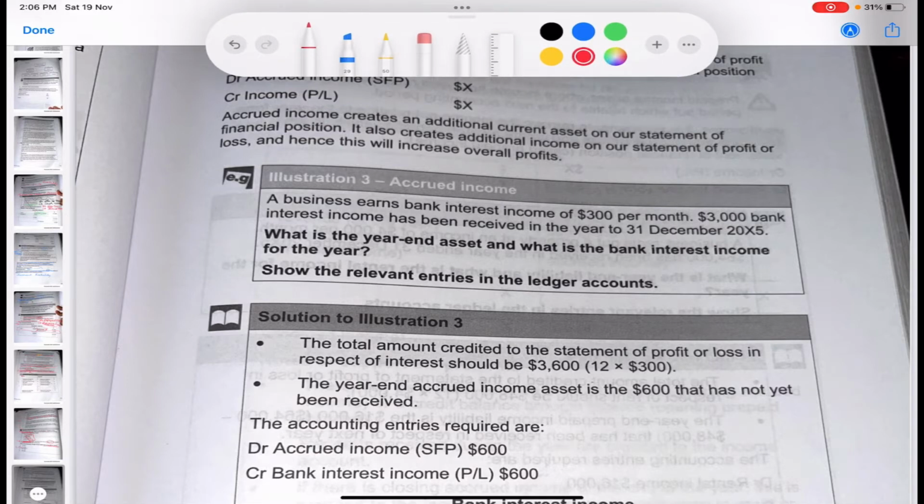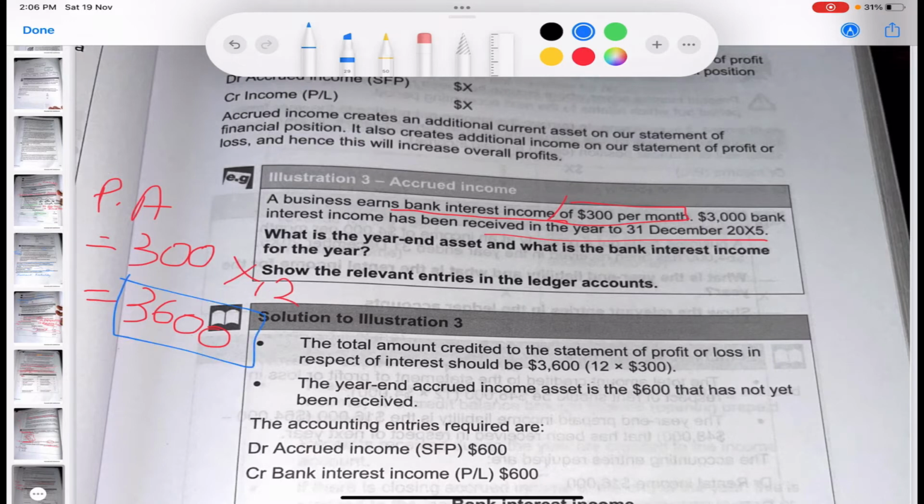A business earns bank interest income of 300 per month. 3,000 bank interest income has been received. So how much interest does it receive per annum? Think about it. It should be 300 into 12, which is 3,600. Per annum, the business is supposed to receive 3,600.